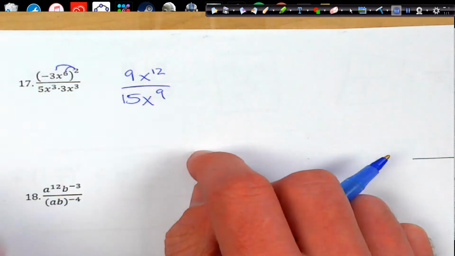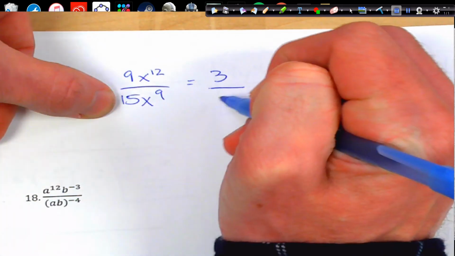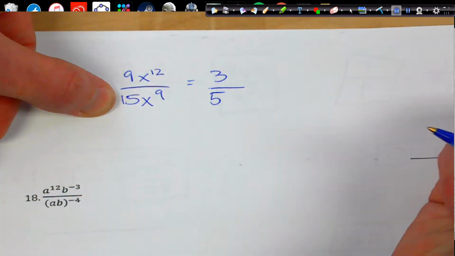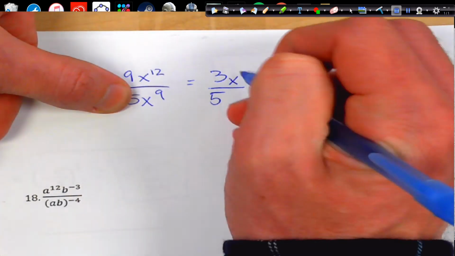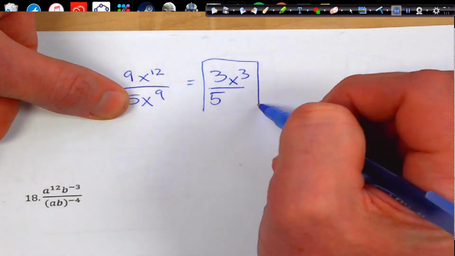9 over 15, 3 goes into both. 3 goes into 9 3 times, and into 15 5 times. And then these are going to subtract to give me x to the third goes on top because 12 is bigger than 9.